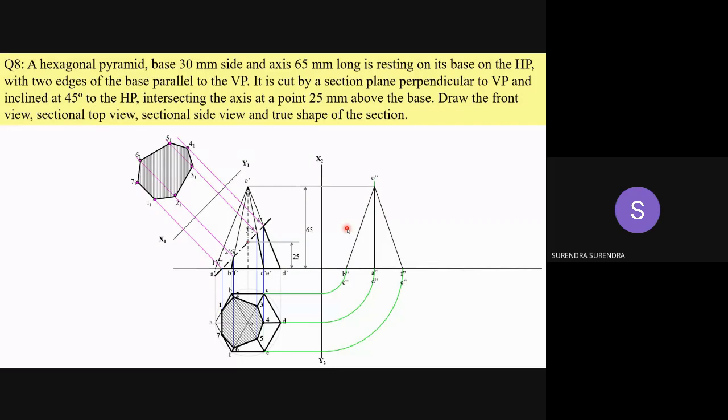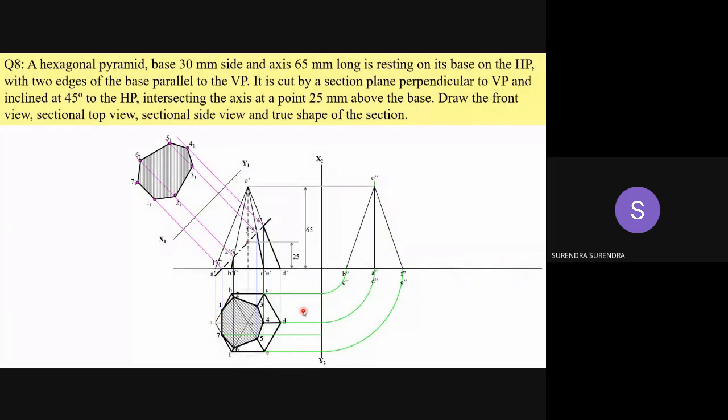Next step is projecting the intersection points 1 to 7. Here, one more thing: if you project points 1 and 7 from here, what happens? We get a parallel line. Both are coinciding lines, so you don't get the required respective point. So we have to project these points 1 and 7 from the top view.